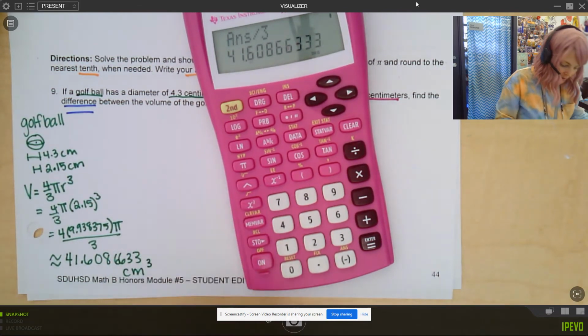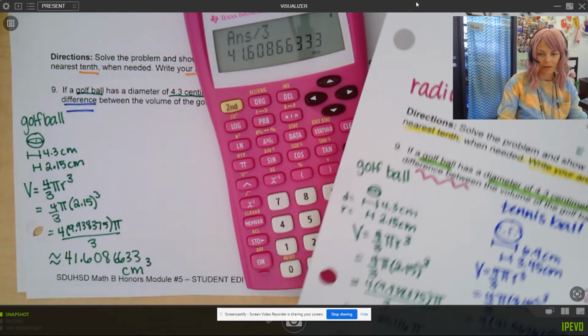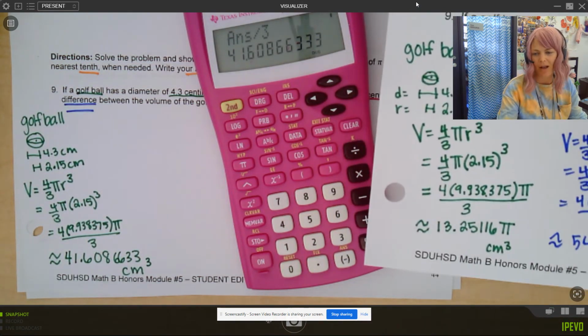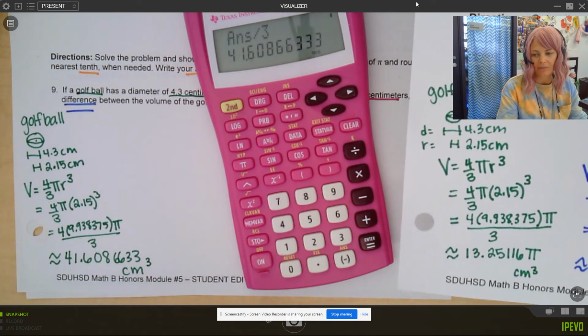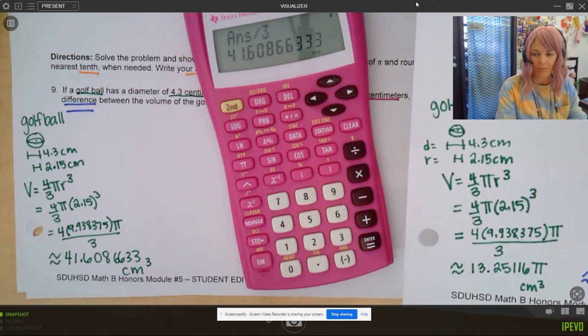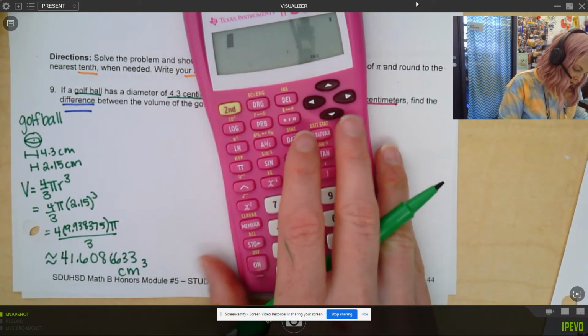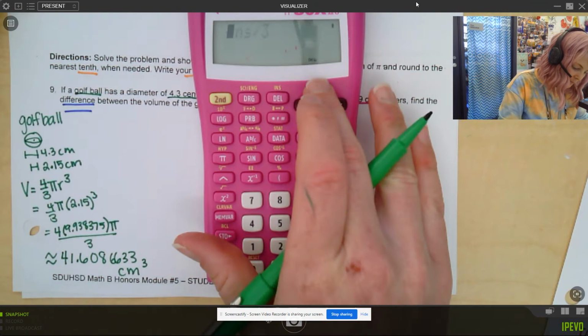centimeters cubed. I was looking at my answer key, you guys, and I left it in terms of pi. So notice I was like, why am I not getting 13? Sometimes leaving answers in terms of pi, especially when you're going to be subtracting, is going to make it more accurate. So I'm going to do that here just to make sure I'm more accurate.